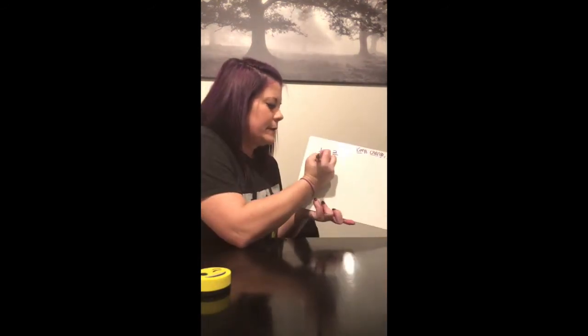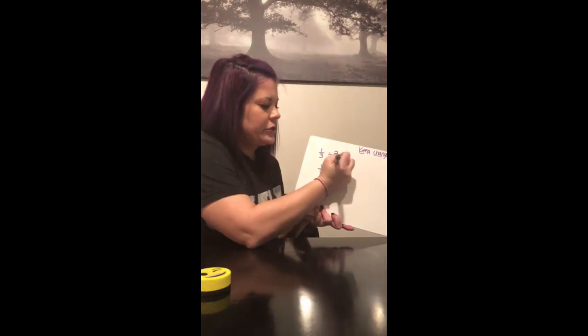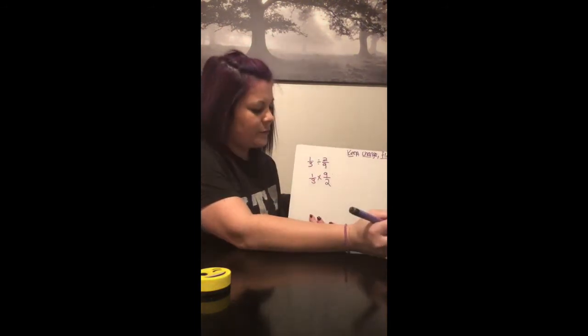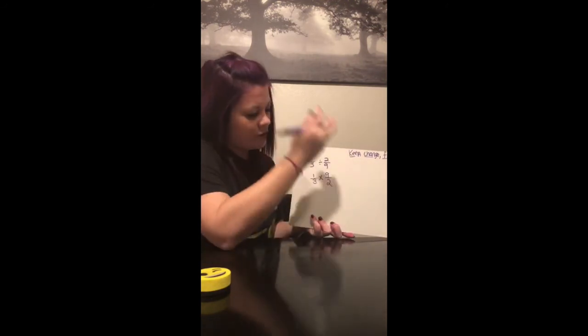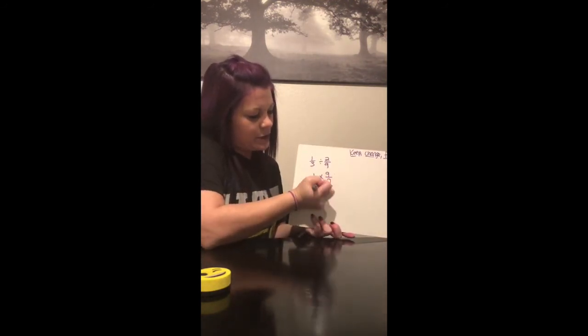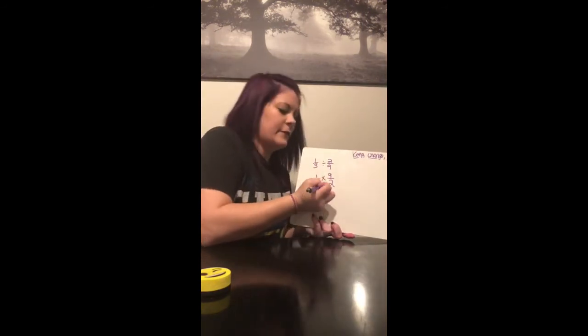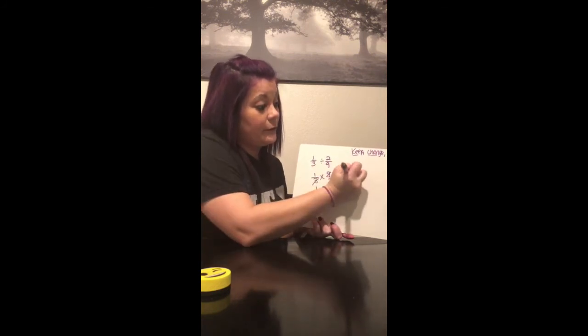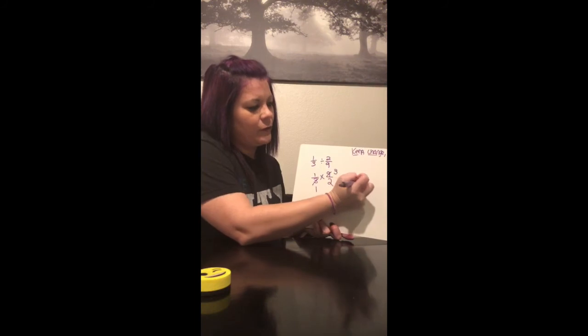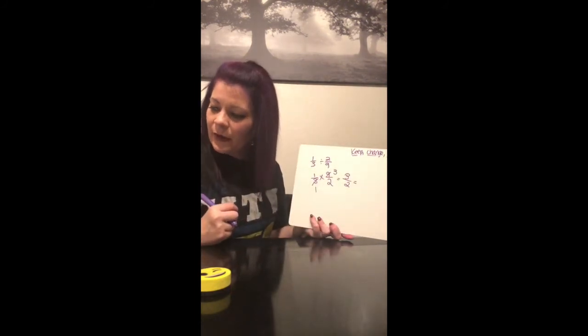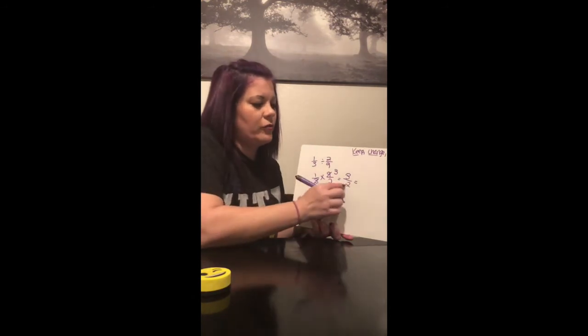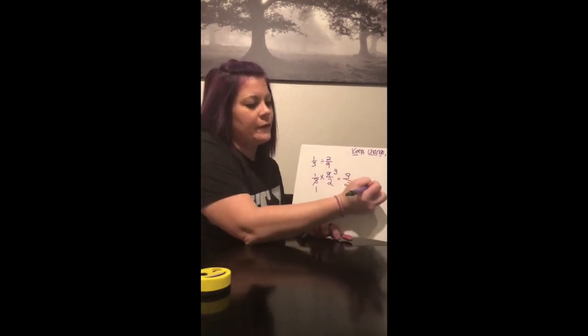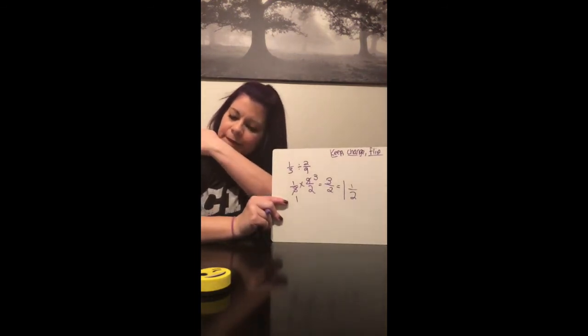1/3 divided by 2/9. So we keep, change, flip. And then we just multiply. First, you want to check for cross reduction. 3 and 9 do have a common factor. Both can be divided by 3. 3 divided by 3 is 1. 9 divided by 3 is 3. 1 times 3 is 3. And then 1 times 2 is 2. So you get 3 halves. It's an improper fraction. You can change it to a mixed fraction if you want. 2 goes into 3 one time with 1 left over. So 1 and 1/2.